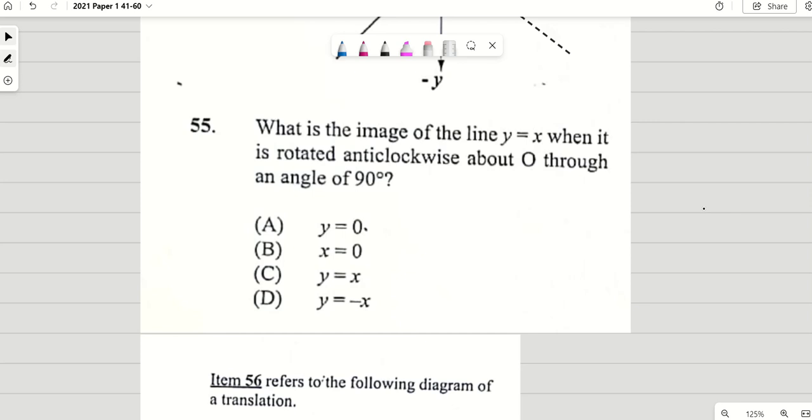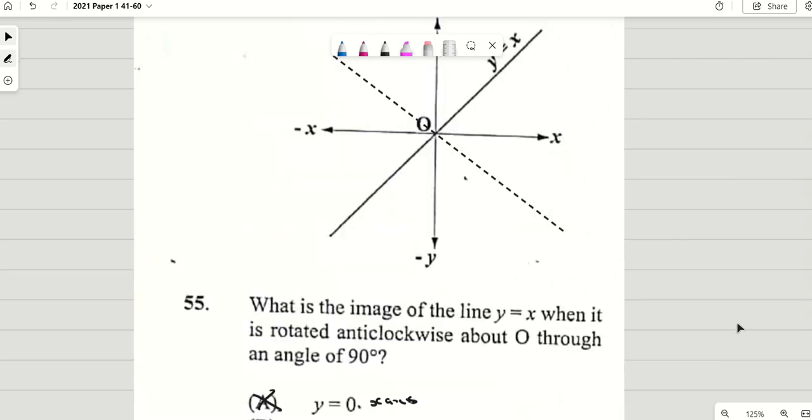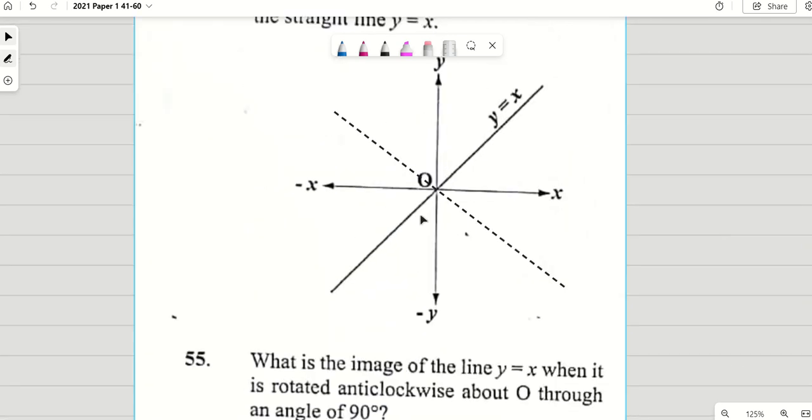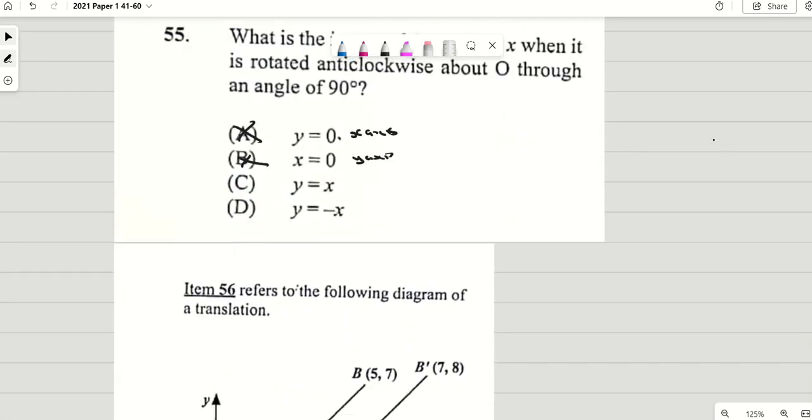y equals 0 is your x-axis, and that line is not on your x-axis. x equals 0 is your y-axis, and that line is not on your y-axis, so it's not A, it's not B. They say y equals x; x equals y is the same thing. That is not the line that we drew, so it is not C. Through the process of elimination, even if you did not know what that line looks like, this is D: y equals negative x.